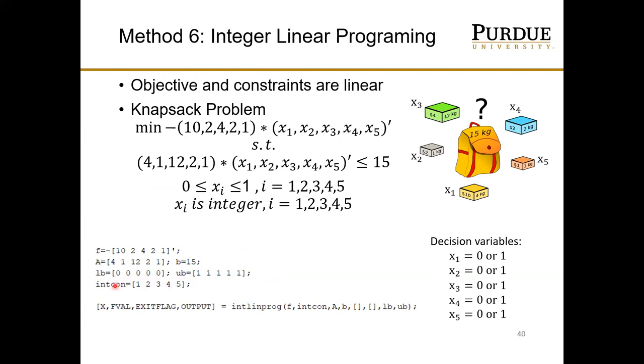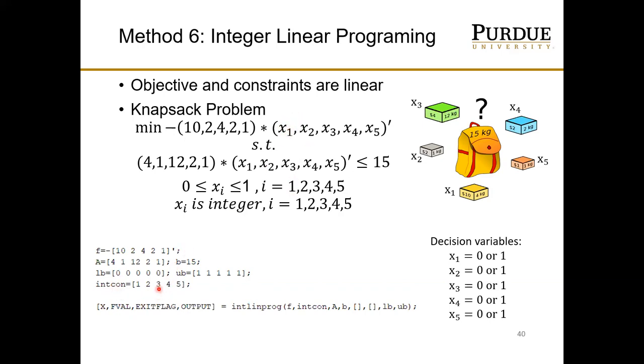And then the integer constraint here means that we have 5 different decisions, right? And all of them are integers, so it means the indices of them. You can see that the 1, 2, 3, 4, 5, these 5 numbers are integer constraints, okay? That's a way to specify which variable is integer, okay?